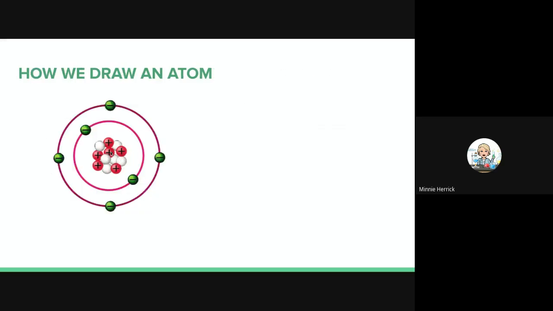We've got these positively charged red round things, and that's the protons. And we've got these white round things, and they have no charge, and they're neutrons. And this is the nucleus. And then we have these green negatively charged things called electrons, and they actually are moving.